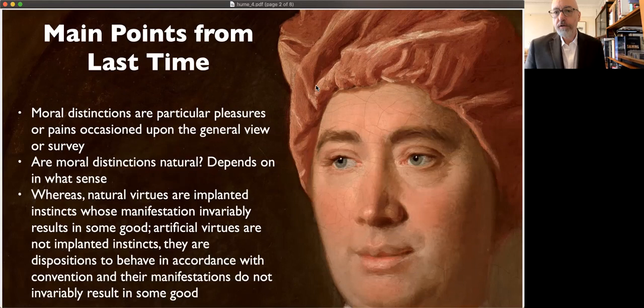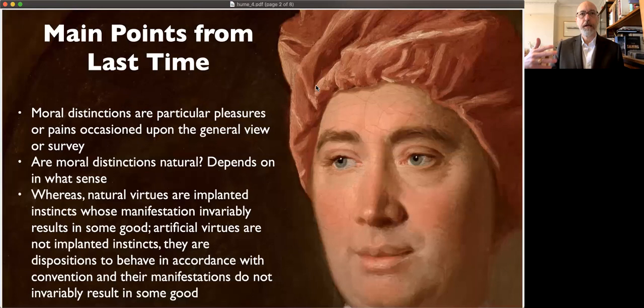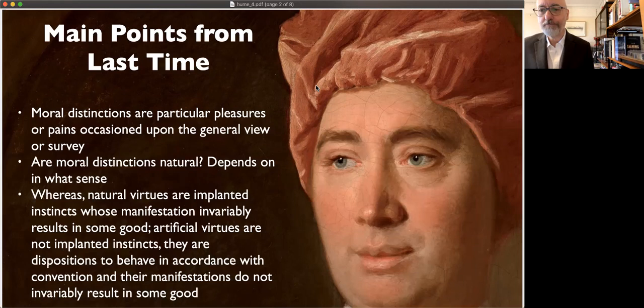One last thing, moral pleasures and pains, remember, were a distinctive kind of pleasure or pain. Not any pleasure or pain determines virtue or vice. Rather, moral pleasures and pains differ in kind from, say, the pleasure one takes in a good bottle of wine or a roast hog. Since moral distinctions just are particular pains or pleasures occasioned upon the general view or survey, to explain our distinctions between vice and virtue, it suffices to explain the circumstances that occasion moral approbation and disapprobation.